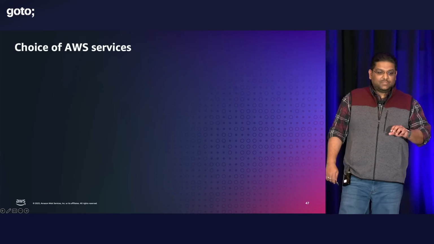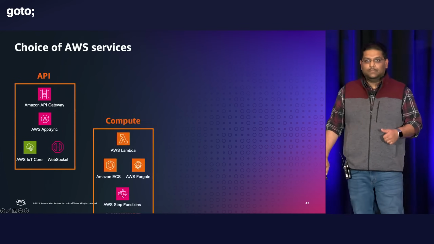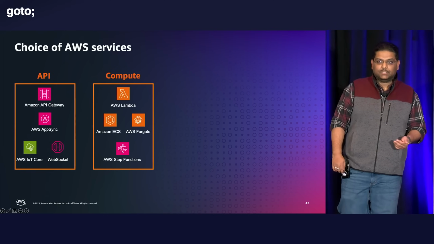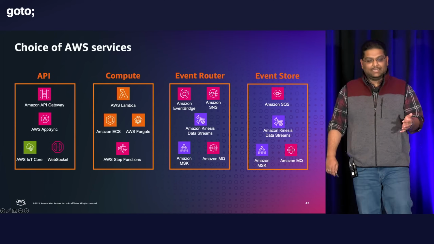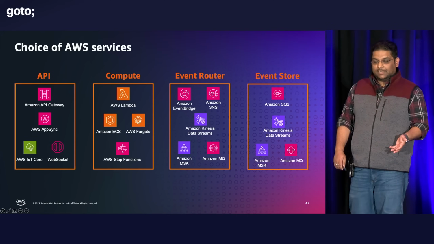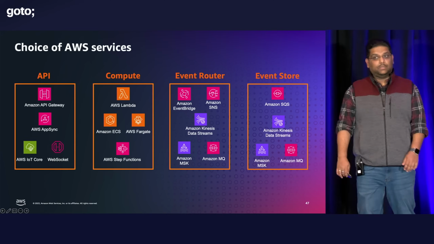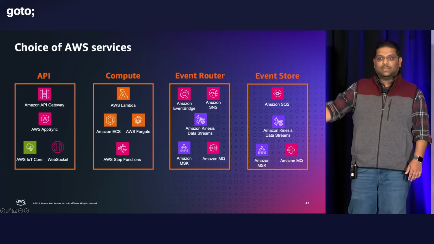We talked about a couple of services, but they are not limited to those services. When it comes to API, there are AppSync, WebSockets, API Gateway, and IoT Core. When it comes to compute, we have ECS and AWS Fargate. When it comes to routers, we have Kinesis Data Streams, Amazon MSK, and Amazon MQ, and the same with event stores, not just SQS, but a plethora of services.